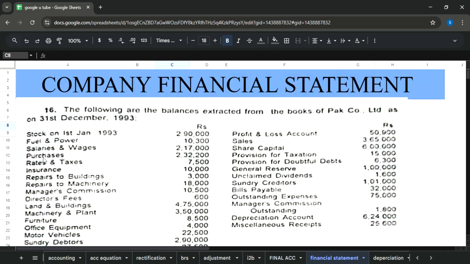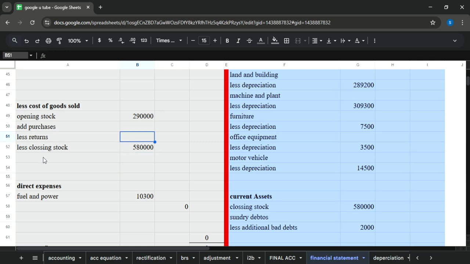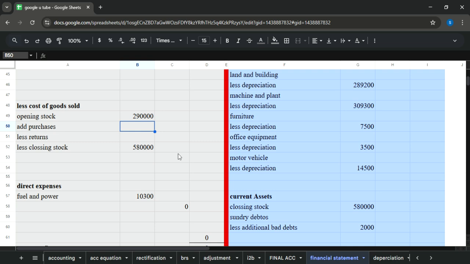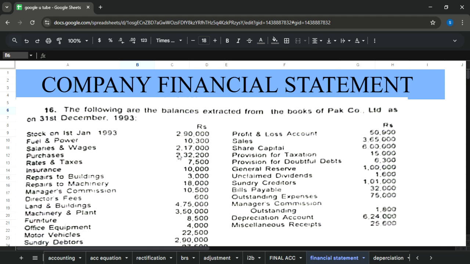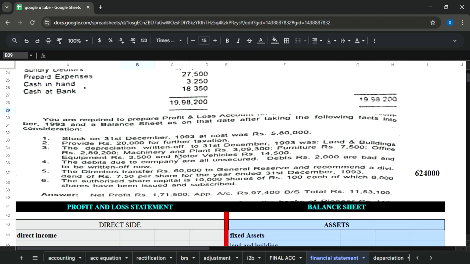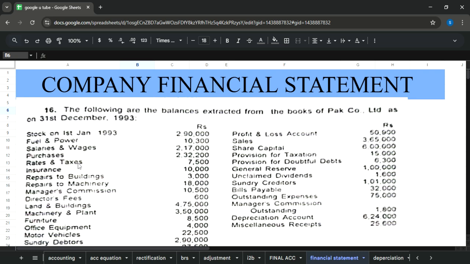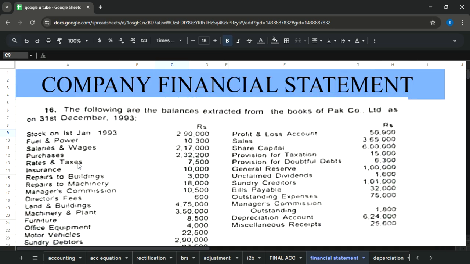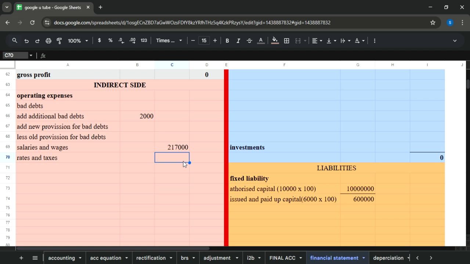After that we have purchases, its place is also reserved. Amount is 232,200. Alright, purchases we have written. After that, rates and taxes. We are going to the indirect side, rates and taxes, amount of which is 7,500. Just mention the amount in the operating expense side.